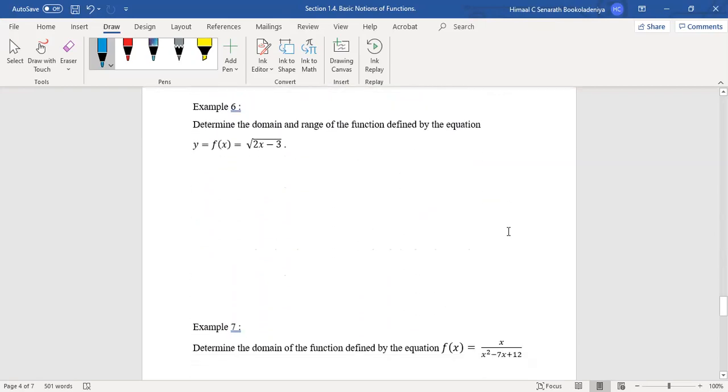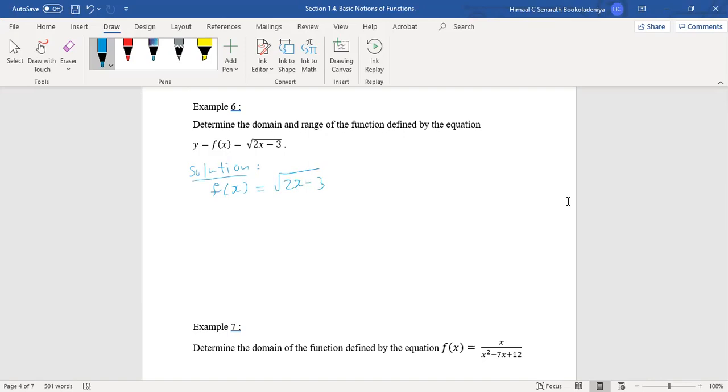for number 5. Number 6, determine the domain and range of the function defined by the equation f(x) equals the square root of 2x minus 3. Now, the function is defined as the square root of 2x minus 3.